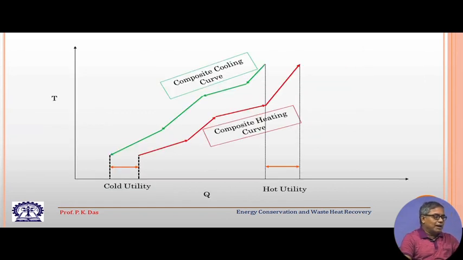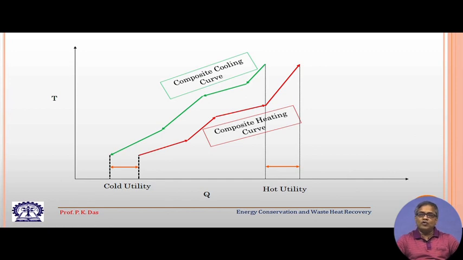So, here what I explain is the methodology. What we try to do, we first try to combine all the hot streams together. So, as if there is a single hot stream, and if there is a single hot stream, unlike a single heat exchanger, its heat capacity rate will change throughout the length of the heat exchanger. The heat capacity rate will not be the same.